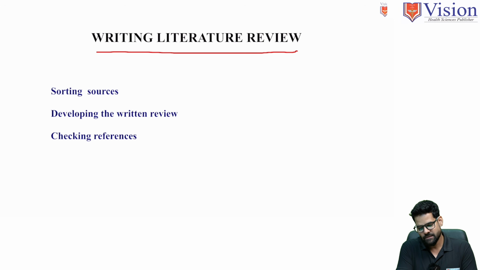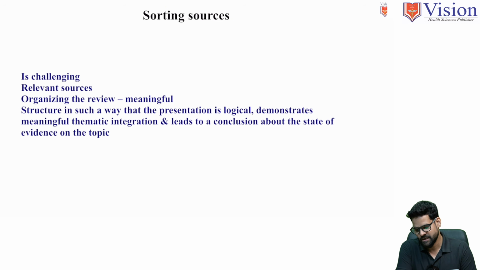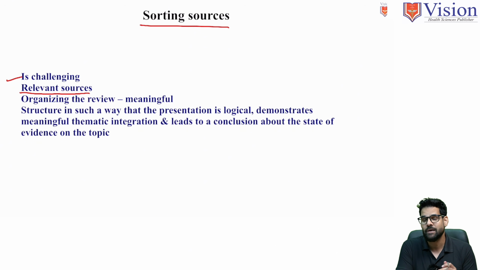So in writing, there is sorting the sources, which I have already discussed with you, how to sort and scan the things, developing the written literature review, and checking the references. These three are important. Sorting the sources, even though I have already covered it, is really challenging because just finding the relevant sources is very difficult. But if you have a written strategy which is carefully designed and planned, you can avoid irrelevant sources, or you will get a maximum of relevant sources.